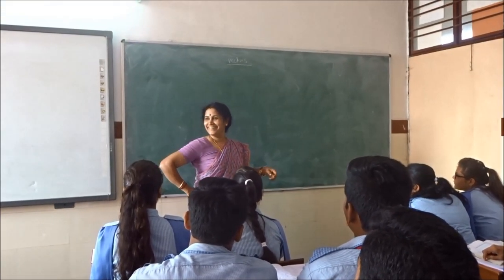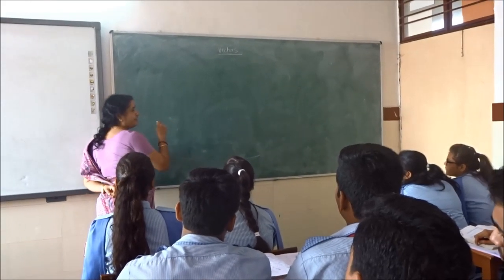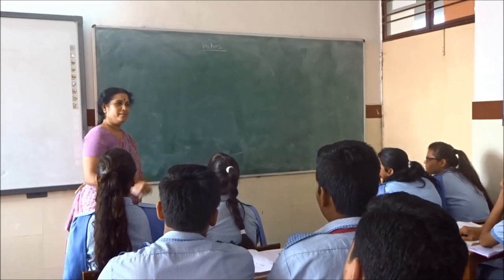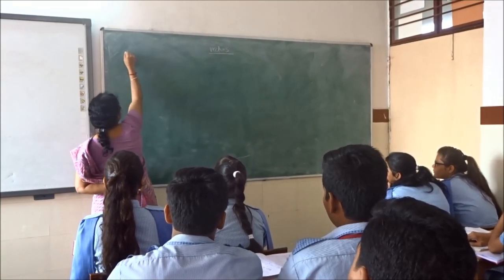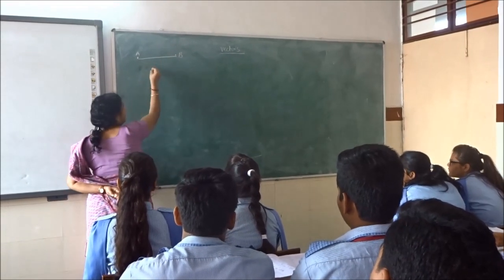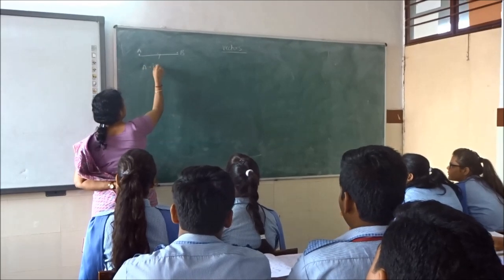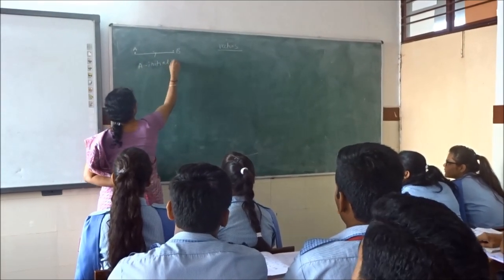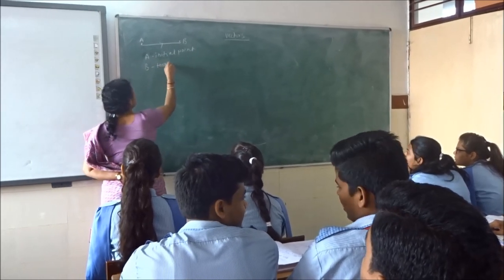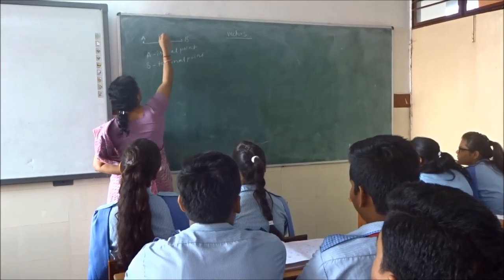Concentration. Okay? What is a vector? See, starting point is this, A, and ending point is this, B. Start from A is called the initial point, and B is called the terminal point. Okay, fine.